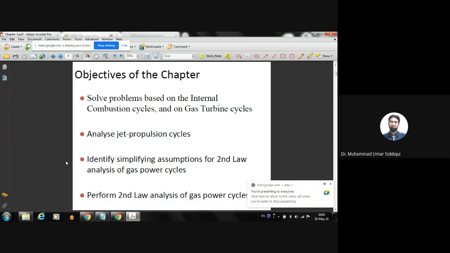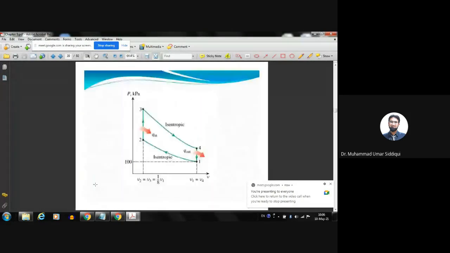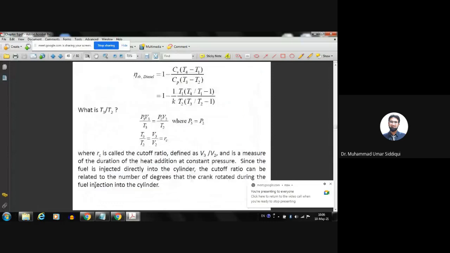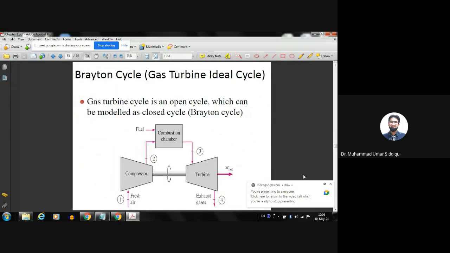Last time we were studying different kinds of heat engines, and we studied the analysis of the Brayton cycle. So, a quick review of the Brayton cycle, which we were studying last time.